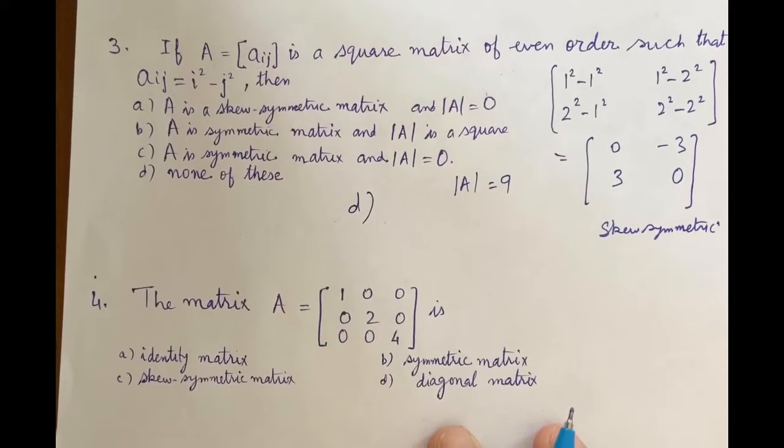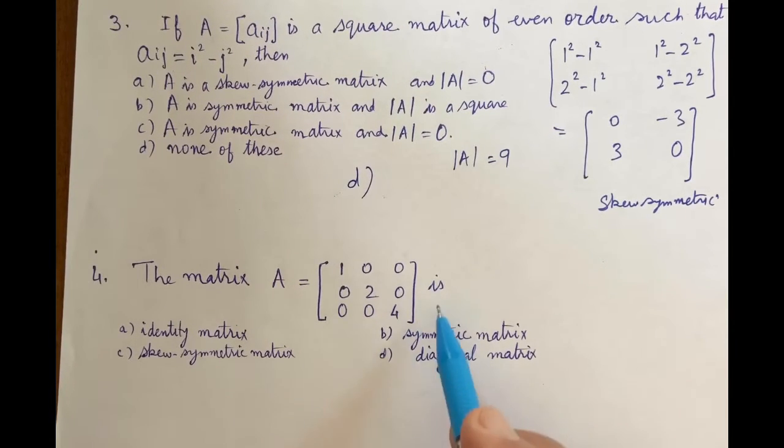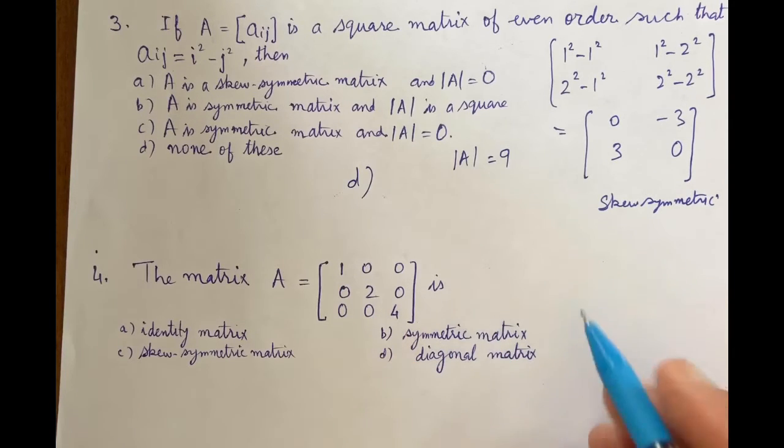And the fourth one, we have matrix A as 1 0 0, 0 2 0, 0 0 4. We have to identify what this is. This is not identity matrix. This is not symmetric. This is not skew symmetric. This is diagonal, because non-diagonal elements here are zeros. So this is the answer.